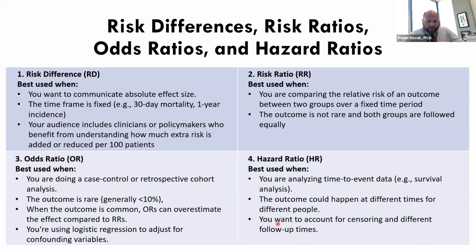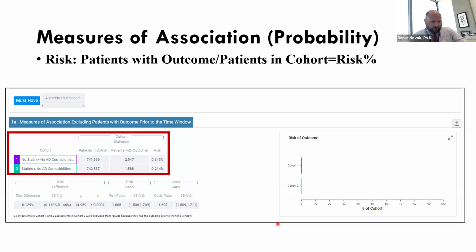Your hazard ratio is great when you're analyzing time to event, survival analysis, right? When time and risk are related, and when the outcome could happen to different people at different times, that can be really useful. And you want to account for censoring in different follow-up times and things like that. This can be really a useful way. And it's also a very intuitive number. So in 6 years, your hazard ratio is 1.5 times greater of developing cancer than people in some other group.